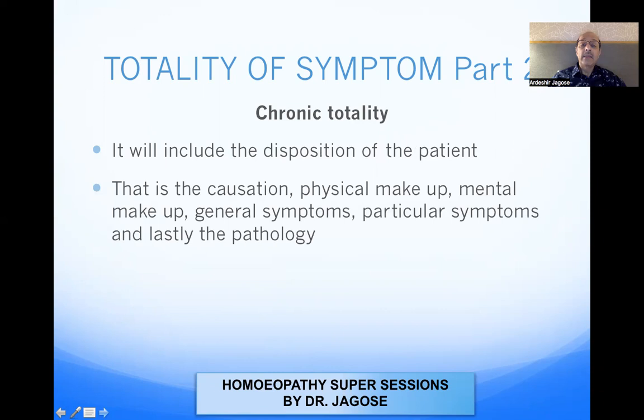Chronic totality will include the disposition of the patient, that is the causation, physical makeup, mental makeup, general symptoms, particular symptoms, and lastly the pathology. So in chronic totality, we go much more into the depth of the patient, and we try and find out what is the disposition of the patient, that is the mental makeup as well as the physical makeup. So basically, we have to go more into details, more into depth, and find out the chronic totality.